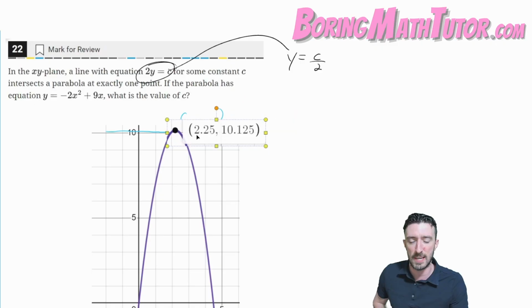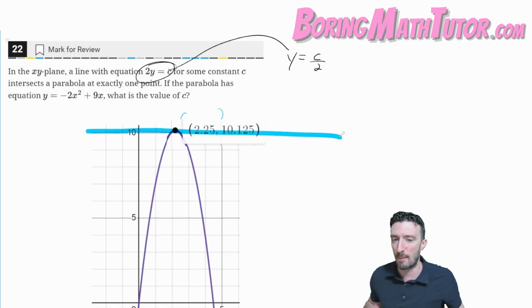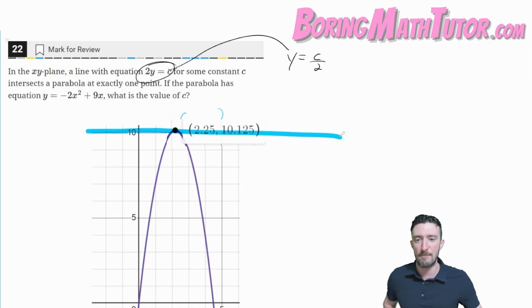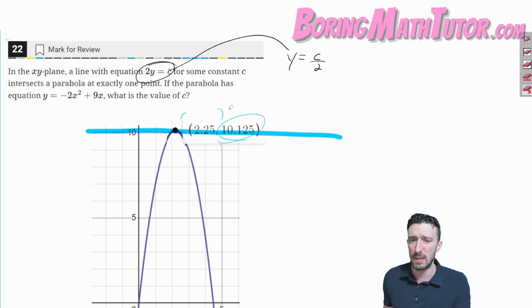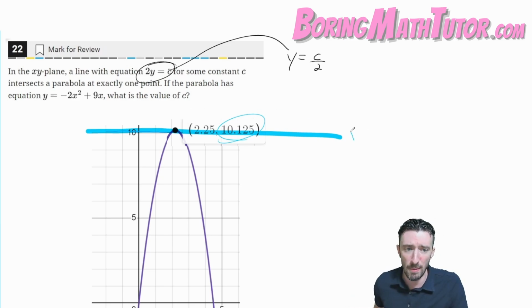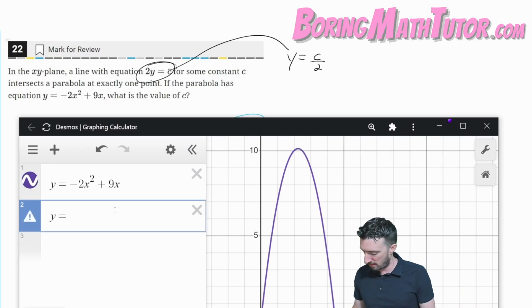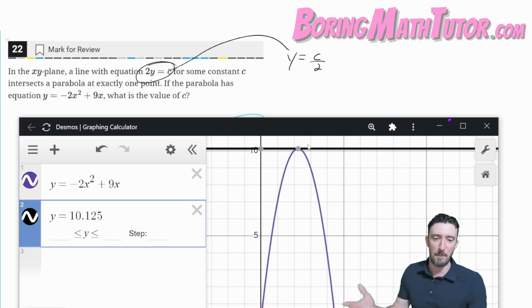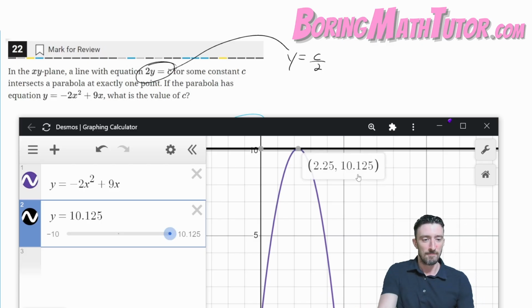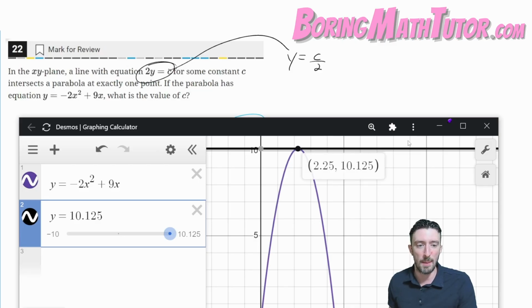Okay, so now that I've got that, I know that my horizontal line has got to come crashing through like that. And if it's going to come crashing through something that has a y coordinate of 10 point something, then it's going to be y equals 10 point something. And if you want to confirm that, you probably think, what does this guy know? He doesn't know anything. Well, there you go. There's proof. It actually is going through that point.